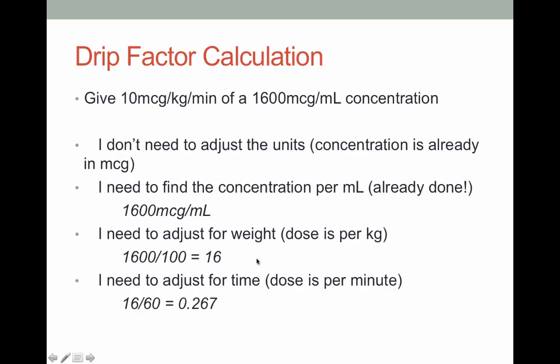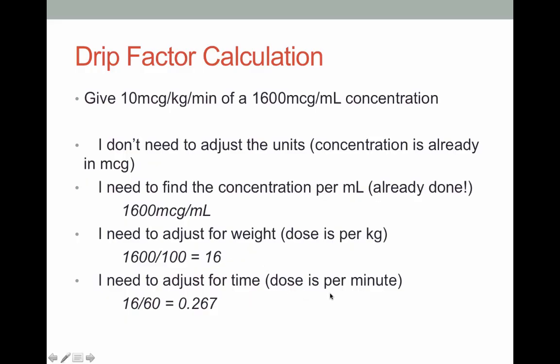So if we adjust for weight first, remember in our example before, our patient weighed 220 pounds, we converted that to 100 kilograms. So 1600, take this, strip off the units now because they're useless to us. Take this 1600 and divide by 100 kilograms, gets us down to 16.